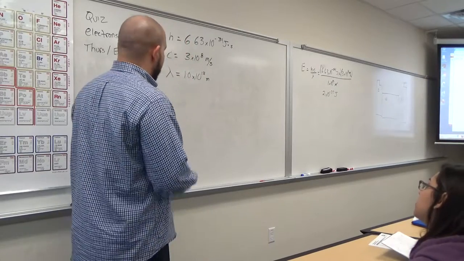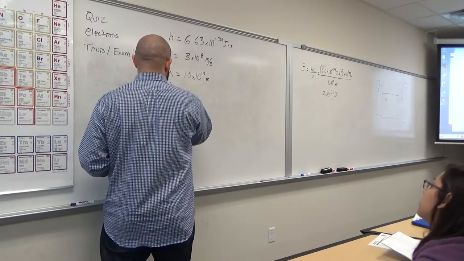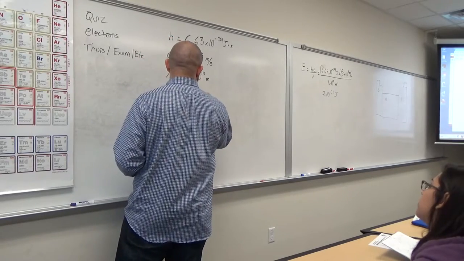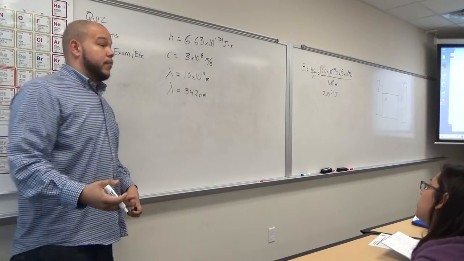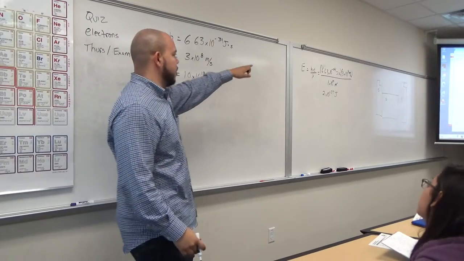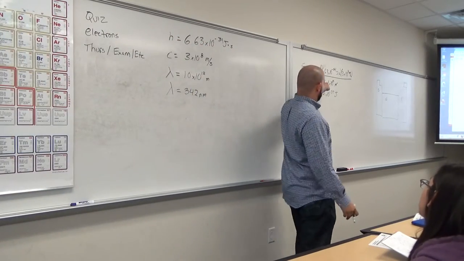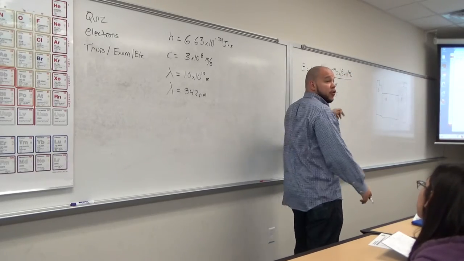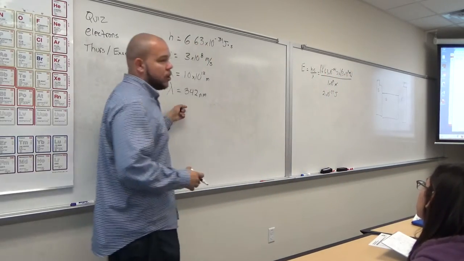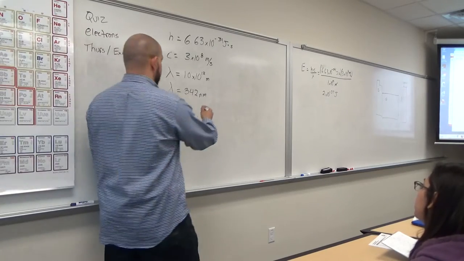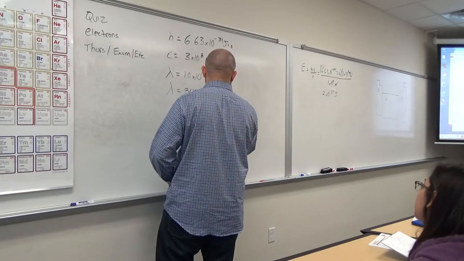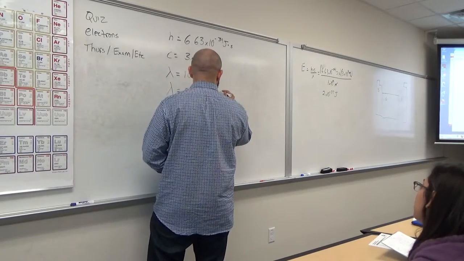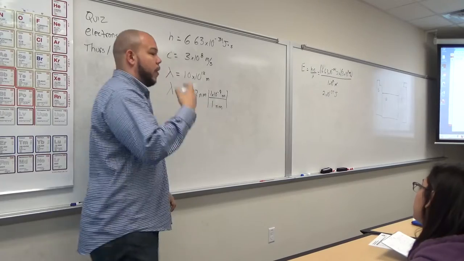Now, what if I gave you another example and I said 342 nanometers? You cannot plug this directly into here because nanometers will not help you cancel your units. So you're going to have to do, you guessed it, conversion from nanometers to meters. Remember, 1 nanometer, 1 times 10 to the what? Negative 9 meters.